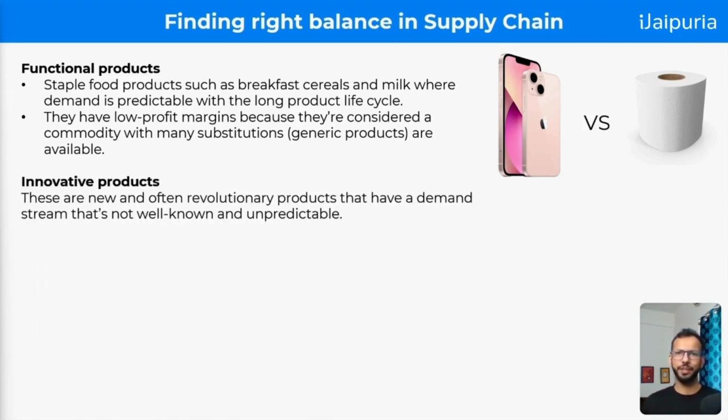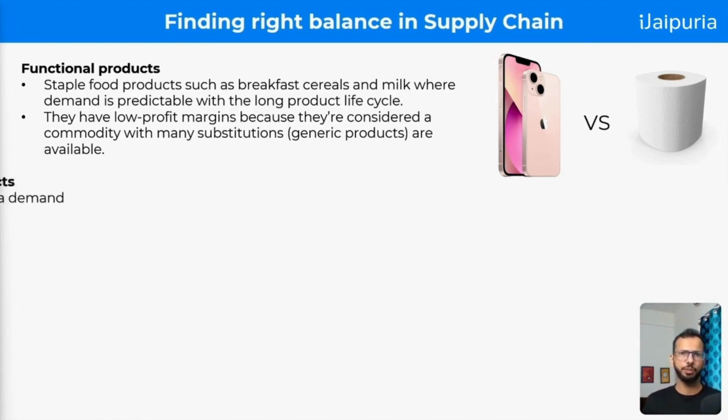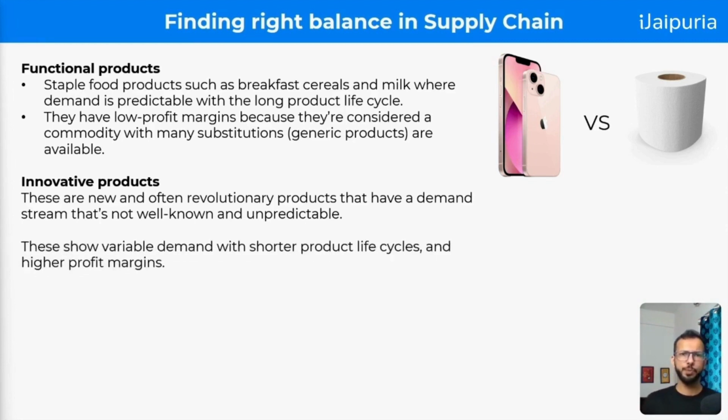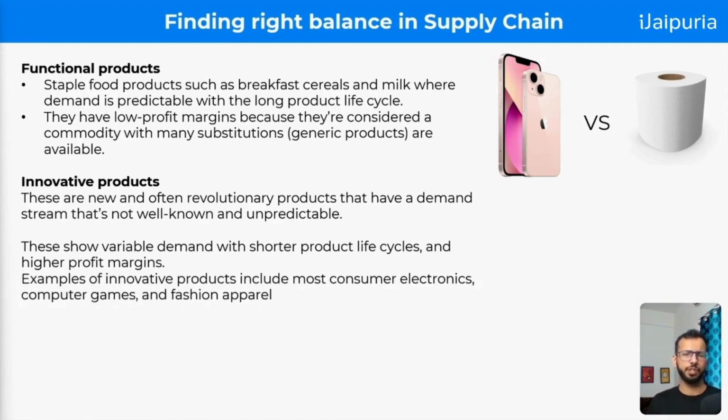On the other side, you have innovative products like your iPhone or any electronic gadget that you use. These are often new and revolutionary products that do not have a stable demand, and it is not predictable either. They show variable demand and have a shorter product life cycle, but they have a higher profit margin. Examples of innovative products are consumer electronic devices, computer games, or fashion apparel.